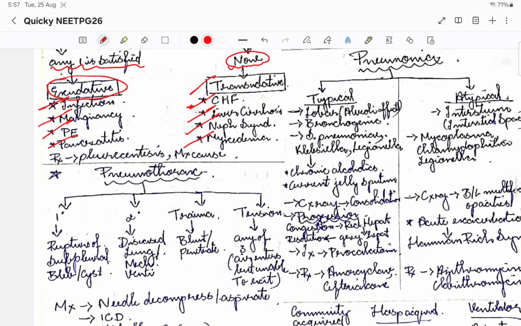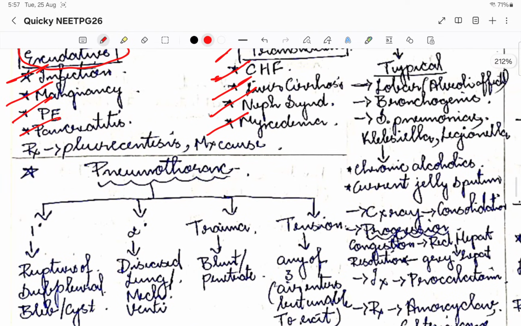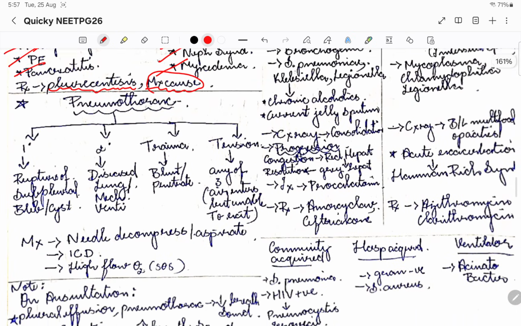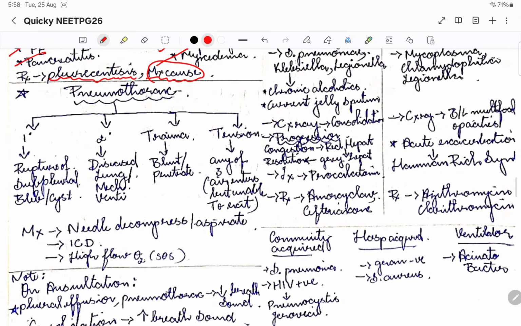Okay, how do we manage it? It is pleurocentesis. We will send the samples and manage that particular cause. Okay, so that's it. Then coming to pneumothorax, there are three different types: primary, secondary, and traumatic. Tension pneumothorax can arise from any of these three, when the air is trapped inside the lungs itself. So any of these three will be the etiological causes.